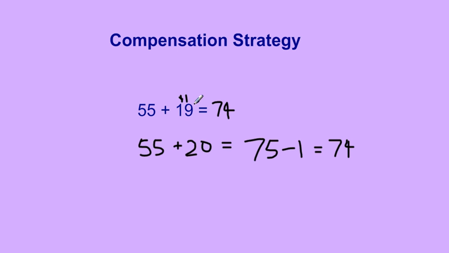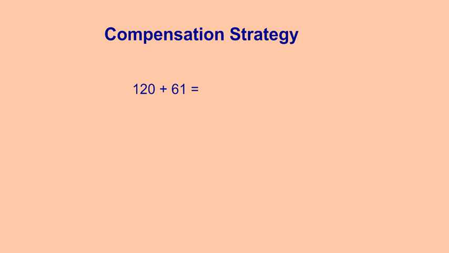In this case, the 19 was one number below 20, so we had to add 1 on in order to make it 20. Sometimes the number which is close to a round number is higher than the round number. So we're going to minus the 1 here.